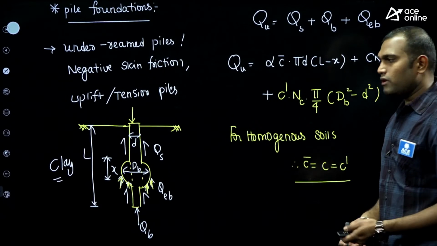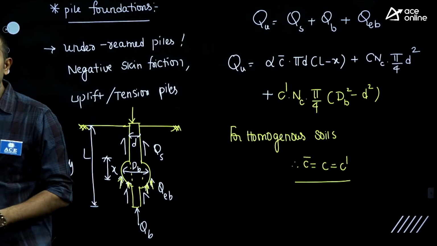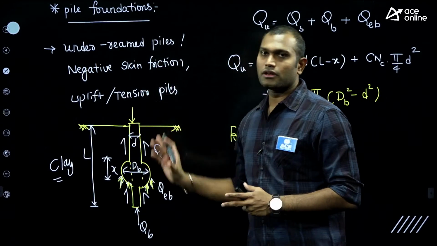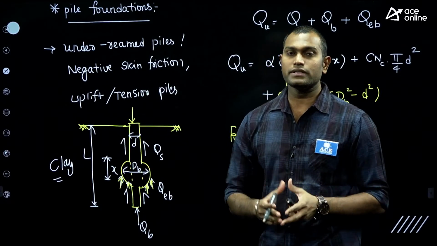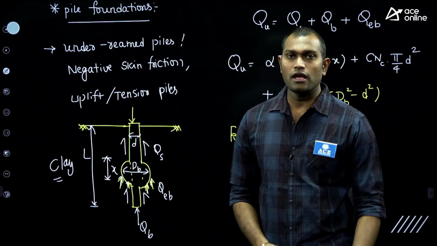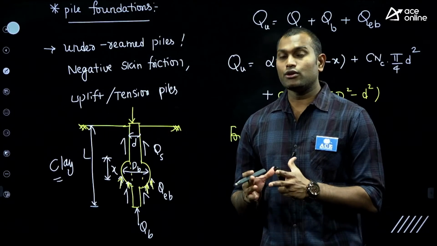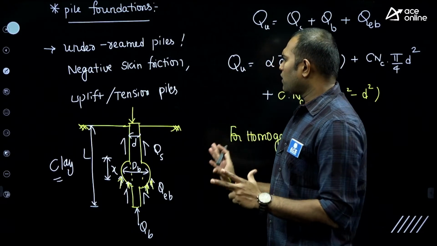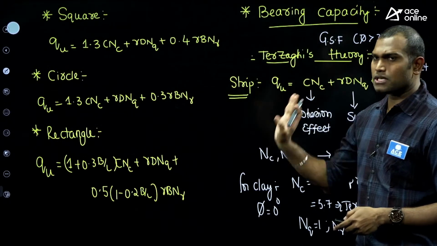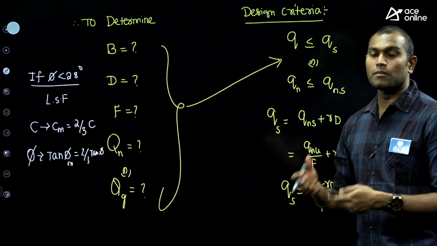Tomorrow we'll take one session where we'll discuss the important topics and questions. There I'll take up negative skin friction, uplift or tension piles, and some other topics. As I'm going to discuss those elaborately in tomorrow's session, we'll see those questions there. The data I have given you covers the majority of the 2-mark questions that are asked. In a span of just one hour, we discussed all these things.